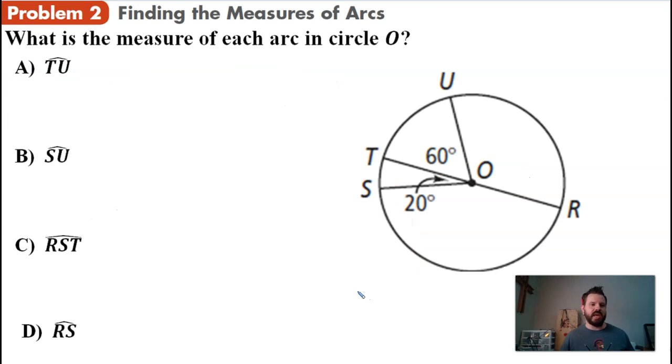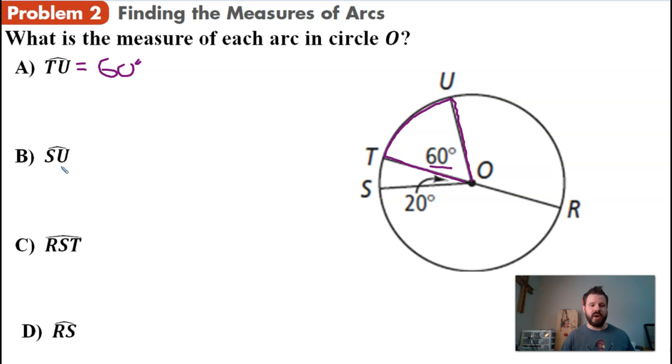Let's go ahead and do that in problem 2 here. It asks, what's the measure of each arc in circle O? First thing we have is arc TU. And that's easy. I have the central angle that makes up TU, which is 60 degrees here. So I just say that arc measure is just 60 degrees.